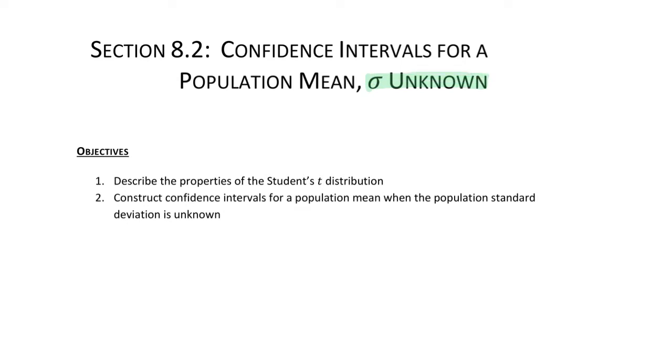In previous section 8.1, we learned how to construct a confidence interval for a mean of a normal population when the population standard deviation is known. Here in this section, it is unknown. So it has two objectives. Describe the properties of student t distribution and how to construct a confidence interval for the population mean when the population standard deviation is unknown.